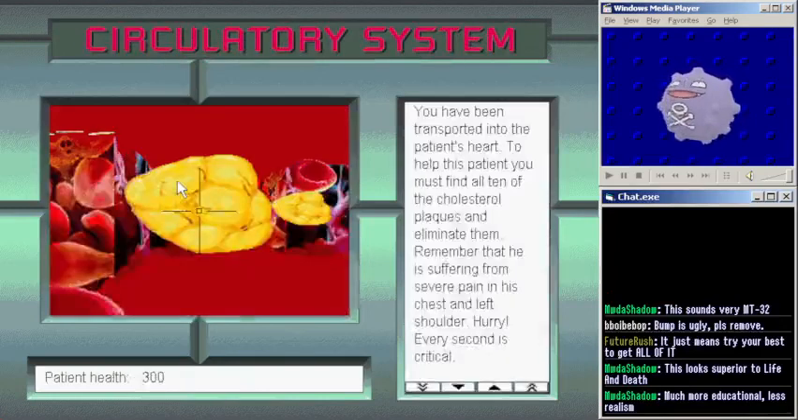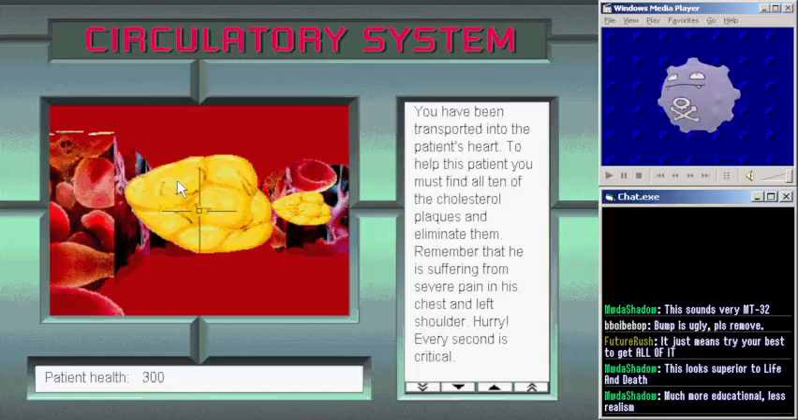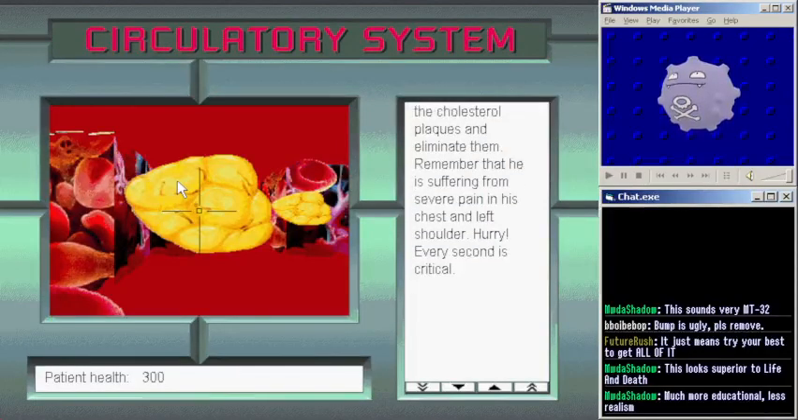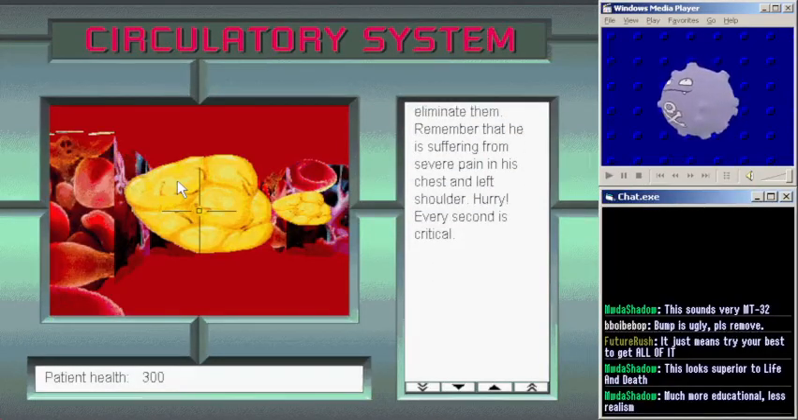Time to operate! You have been transported into the patient's heart. To help this patient, you must find all 10 of the cholesterol plaques and eliminate them. Remember that he is suffering from severe pain in his chest and left shoulder. Hurry, every second is critical.